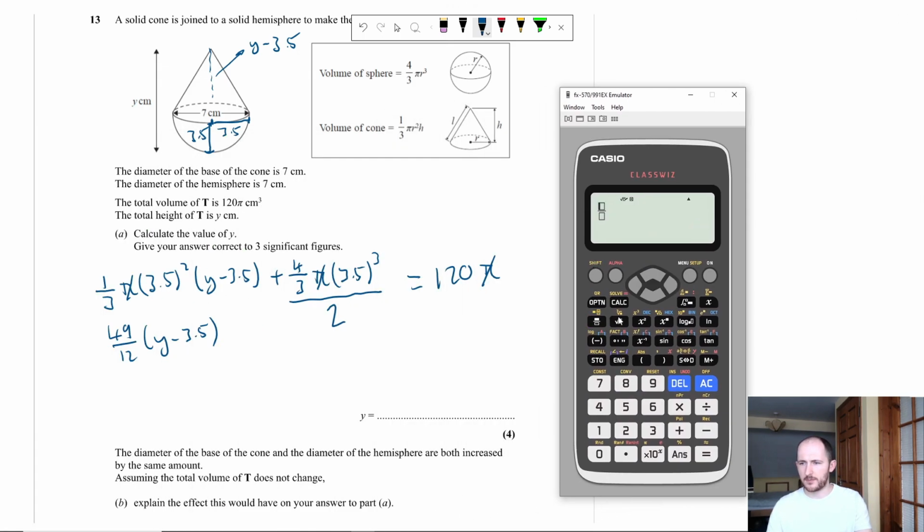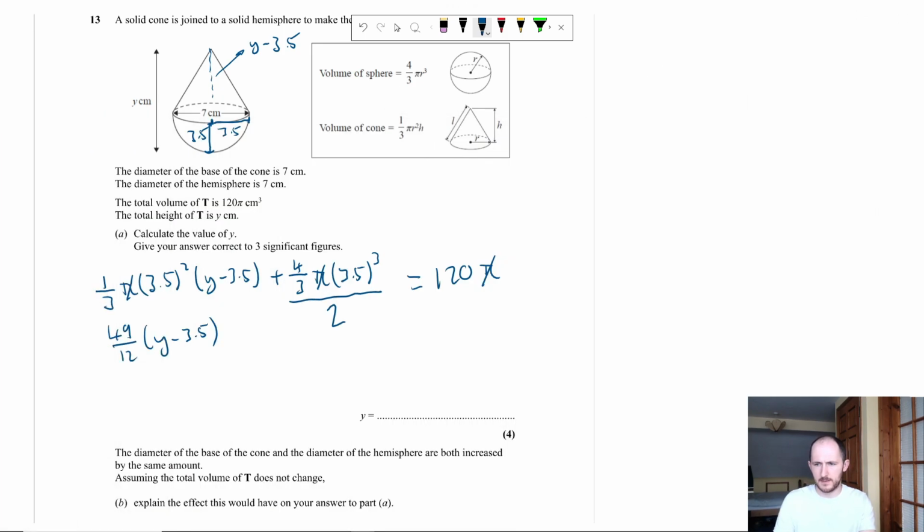Then we have 4 over 3 times r cubed, which is 3.5 cubed, which is that, and then we have to divide it by 2 because I said so. 343 over 12 equals 120. So now what we want to do is expand those brackets.